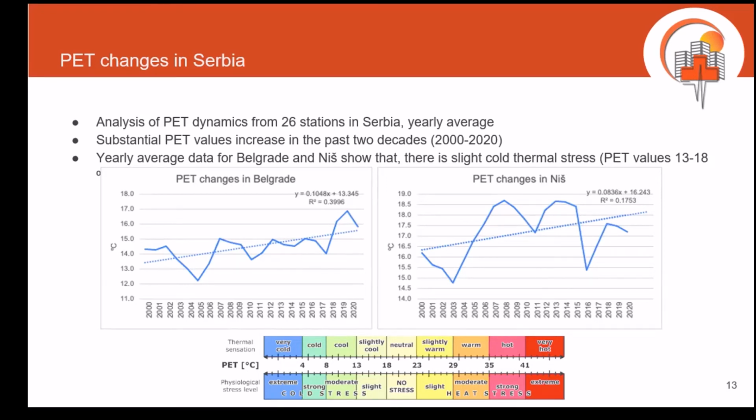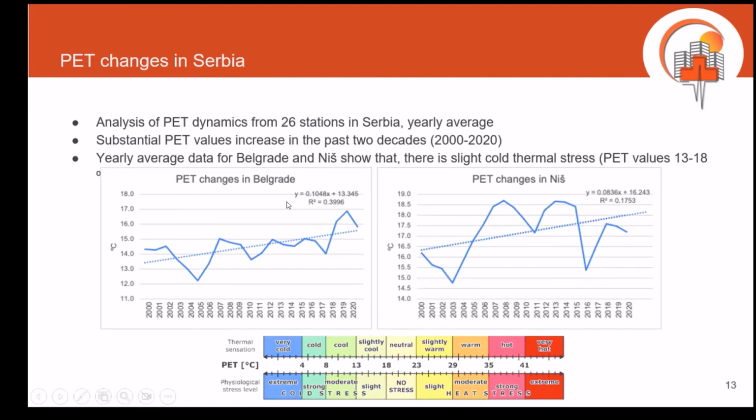We can also see that there is some dynamics in these lines, and they vary from year to year. We can see that in 2004 and 2005 there are a bit lower temperatures, but then they go up. What we can see here is that there is no hot thermal stress, but there is slight cold stress. But you should always remember that we here used the data averaged per year.